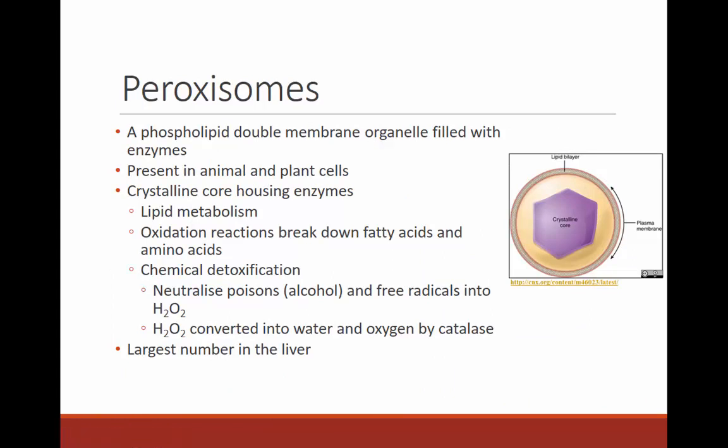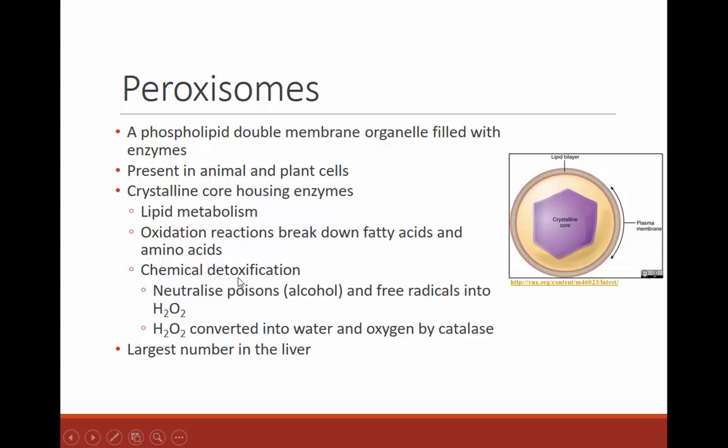Now peroxisomes are a little bit similar but a little bit different. So once again, it is a membrane encased element, but in this case it's got a double membrane. Okay? Once again, it's got enzymes in it, but in this case they're found both in animals and in plants. Okay? And they have a number of different functions. So metabolism of lipids, so you find a lot of these in liver, for example. Oxidation reactions, breaking down fatty acids, etc.